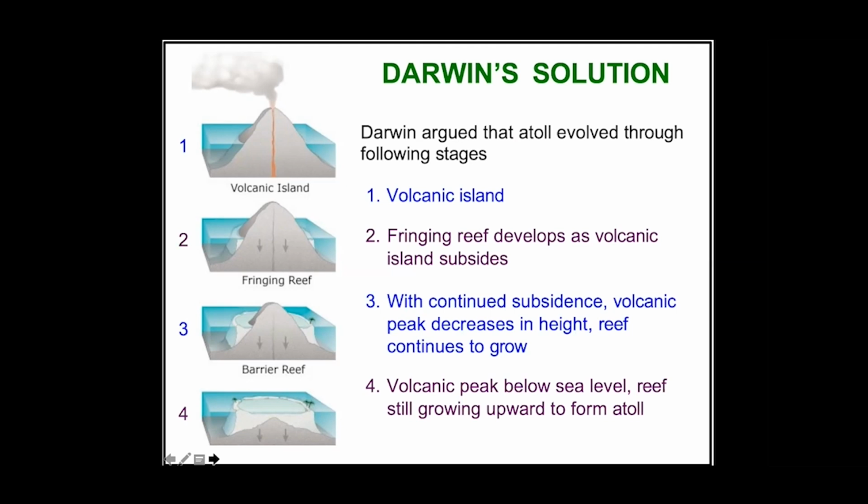Stage three, the volcanic island is still sinking, but as it's sinking, the reef continues to grow upwards to the surface. You now see the start of the lagoon around the island. Stage four, the volcanic peak is now below sea level. You're left with a ring around it where the coral has grown up, and we've got the central deep lagoon.